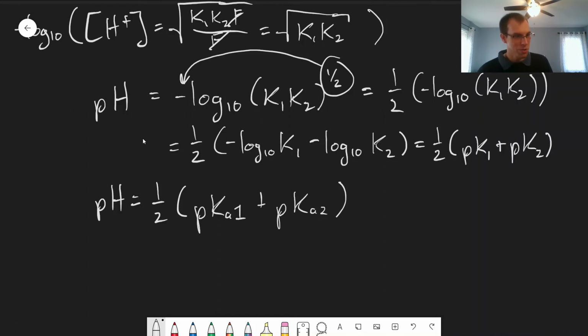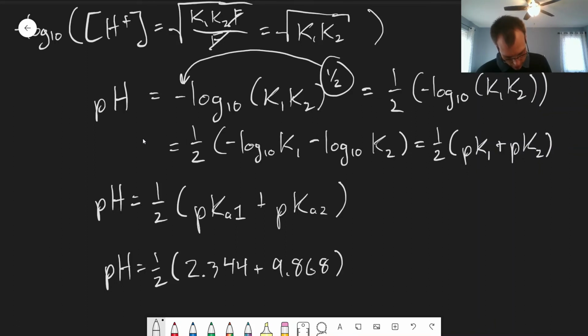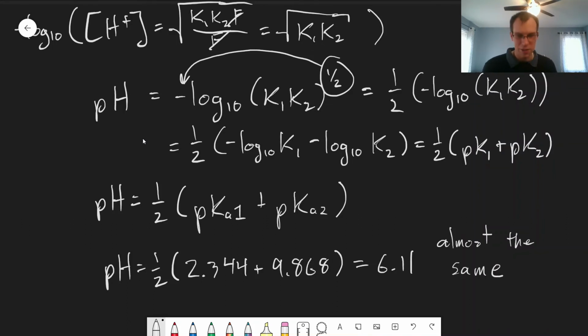So if we use this with alanine, pH is 1/2 times 2.344 plus 9.868, which gives us 6.11. And from this much simplified equation, we get a result that's almost identical to that longer one that we used with the square root. So this is almost the same. And for many cases, if you just want a quick and easy calculation and you don't need to know the pH super accurately, this equation will get you most of the way.